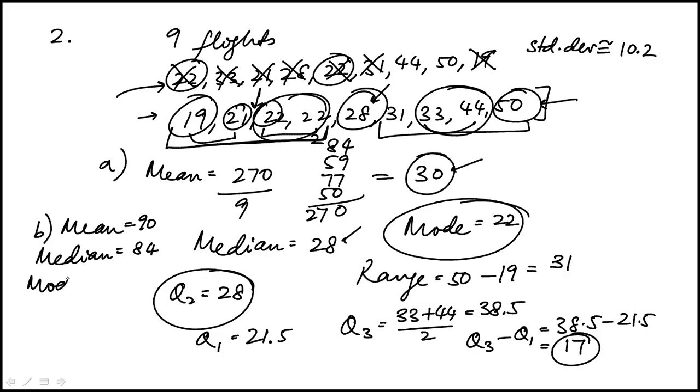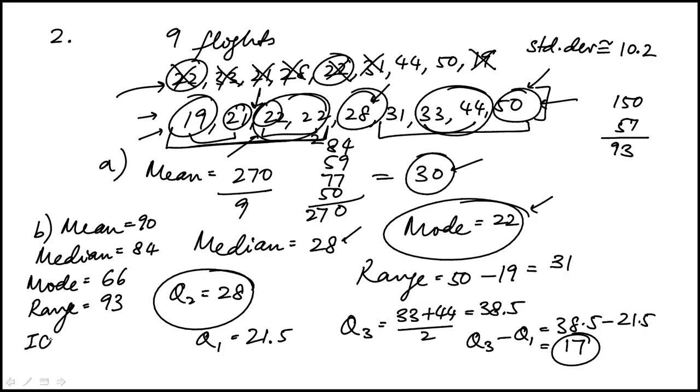And the new mode also goes up by 3 times, because we are multiplying each number by 3. So these two 22s would become 66. So the new mode is 66. And the range will also triple, because I'm going to triple these numbers in the extreme. So it becomes 150, and this number would become 57. And their difference is 93. So the new range is 93. And then the interquartile range, because each of these Q1 and Q3 would also triple, the difference would triple. So that would go up to 51.